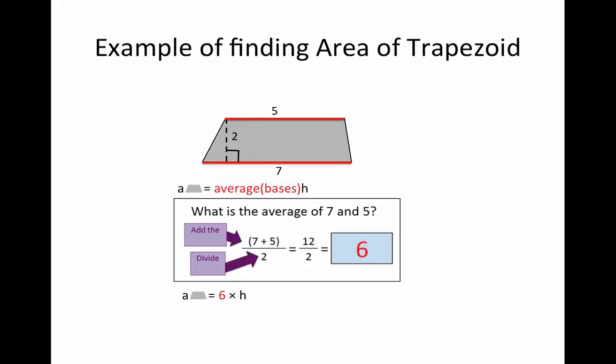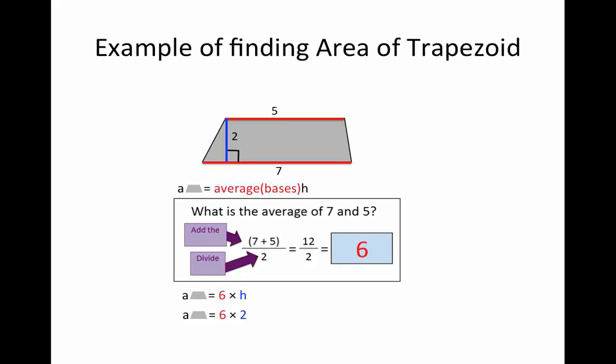So now I know that the average of the bases is 6, but I still have to find my height. And my height is perpendicular to the base. And again, I can see that because that line there has the special right angle sign telling me that it is perpendicular to the base. So my height is going to be that line right there.